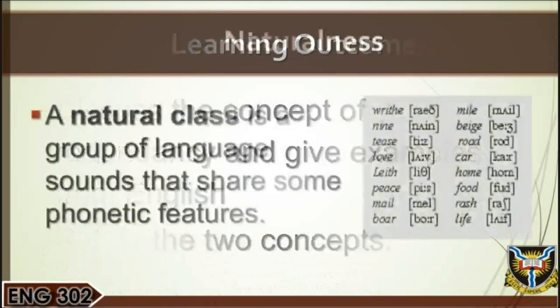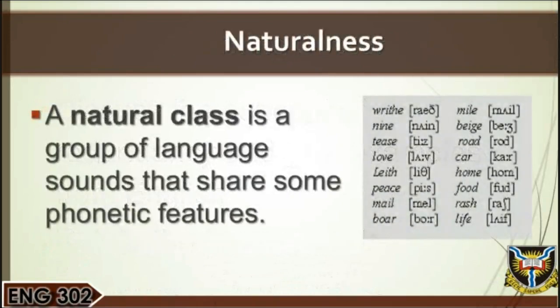Naturalness. A natural class is a group of language sounds that share some phonetic features. The articulatory and acoustic properties of the sounds of a language determine their natural classes. These properties are named using features like labial, voiced, high, strident, etc. The sound system of every language includes several natural classes, each distinguished from other classes by certain features.